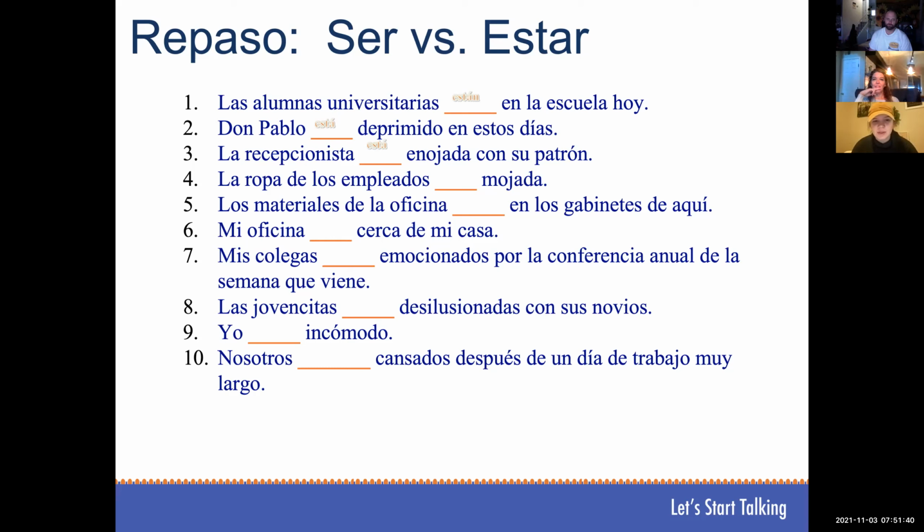La ropa de los empleados están mojada. Okay, what is the subject? Are we talking about the employees? So the clothes, so está mojada. Yeah, because la ropa is actually what we're talking about. La ropa is singular in Spanish. Los materiales de la oficina está en los gabinetes de aquí. Están. So again, what's the subject? It's not the office, it's the supplies, the office supplies. So it's they. So están.